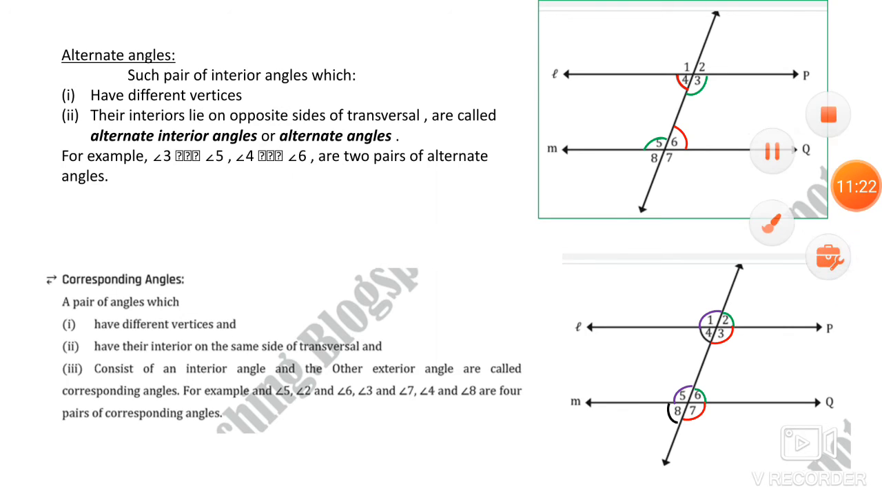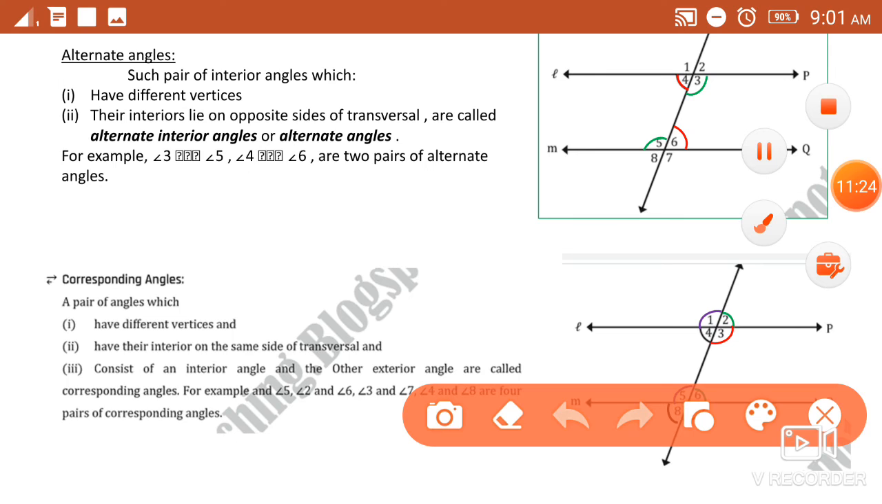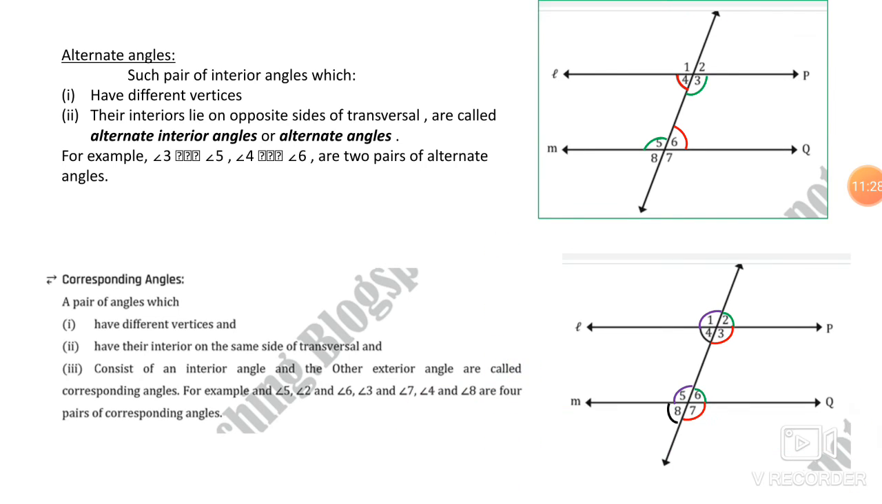Also, we have a trick. If you want to find a corresponding angle, what we can do? We can make an F like this: a straight line, a transversal, and the second straight line. Okay, now moving forward.